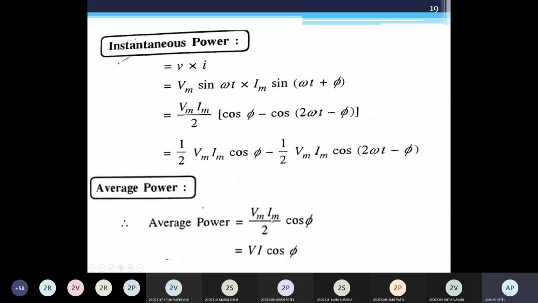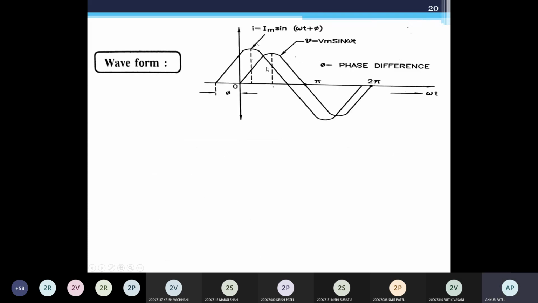So the average power for the RC series circuit is Vm Im by 2 cos phi, that is VI cos phi. So P is equal to VI cos phi, the average power for the RC series circuit. Draw the waveform. In the waveform, voltage is the reference and current leads the voltage by an angle phi, so it attains its zero and maximum value earlier. So this is the waveform.